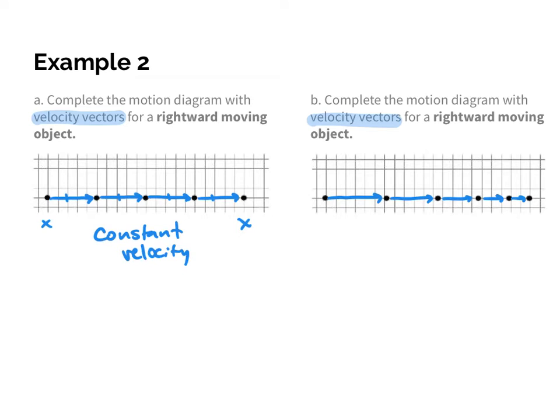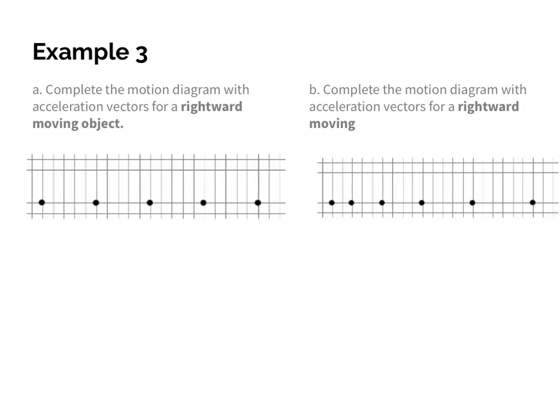I know it's moving to the right, but now you'll see the arrows slowing down. You'll see the arrows getting smaller, so I know that this object is slowing down while moving to the right. Okay, now we can connect those same kind of ideas, but now throwing in the acceleration vectors. So acceleration vectors I'll show in green.